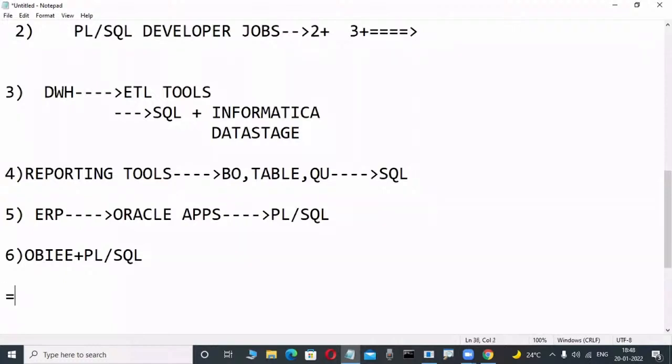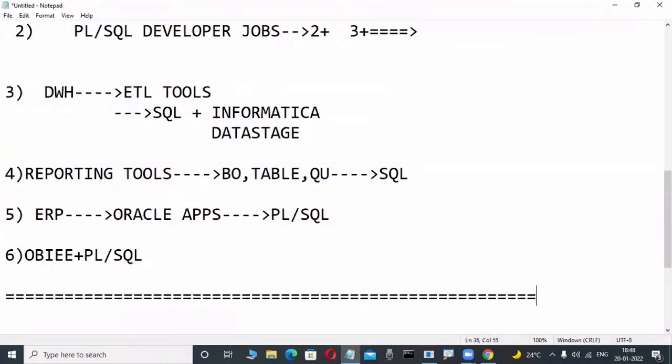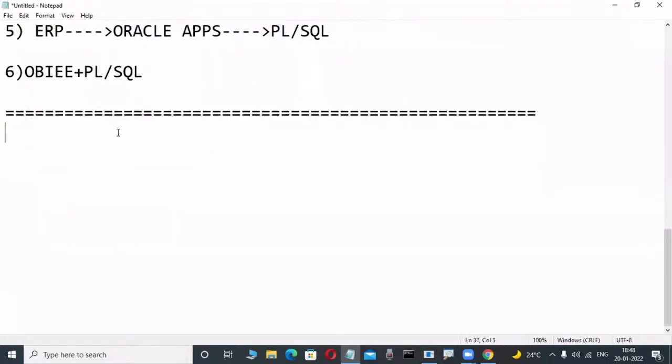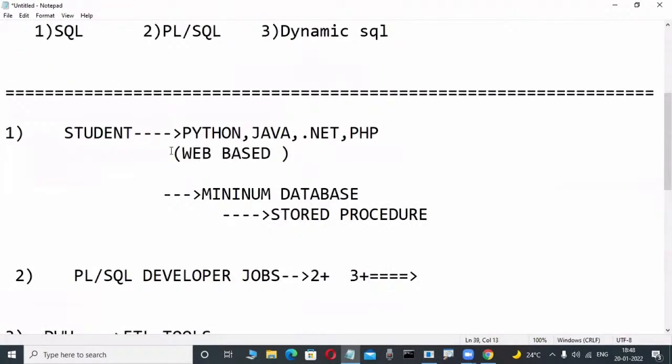Suppose you are not interested in the programming side and you want an administration side job. In that case, there are DBA courses: Oracle DBA, SQL Server DBA, MySQL DBA, database administration courses. These persons also need minimum SQL knowledge before learning those courses.